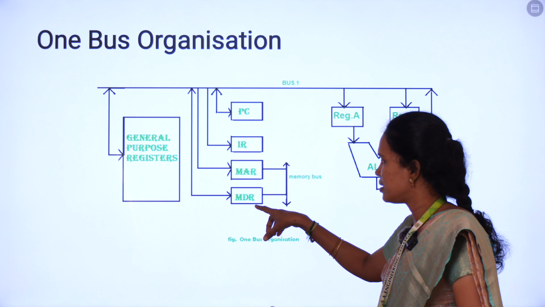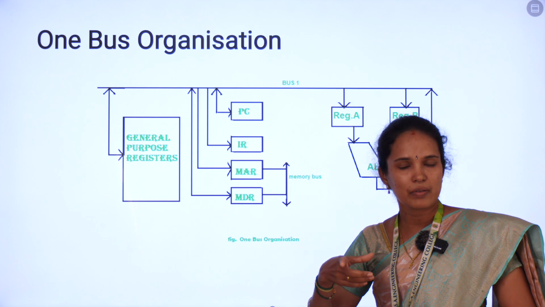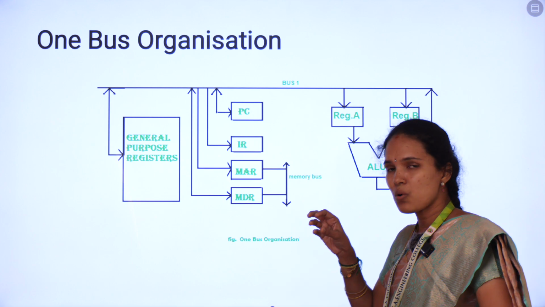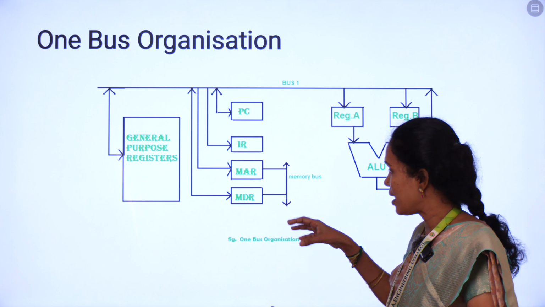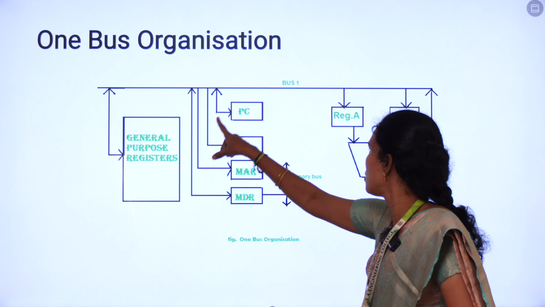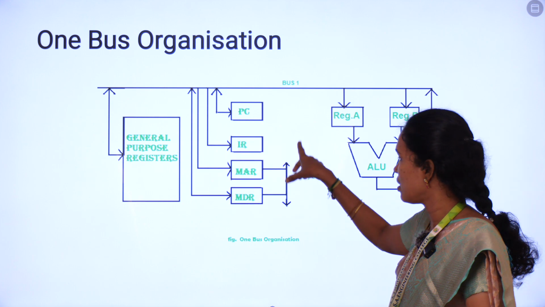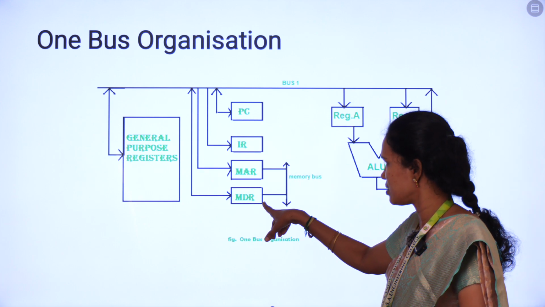And what data is it? For example, I told you at the very beginning, in 2 plus 3, if you want to add, that 2 and 3 is nothing but data. The data will be carried. The 2 will be stored here and 3 will be stored in register B. So that data will be carried by this memory data register.